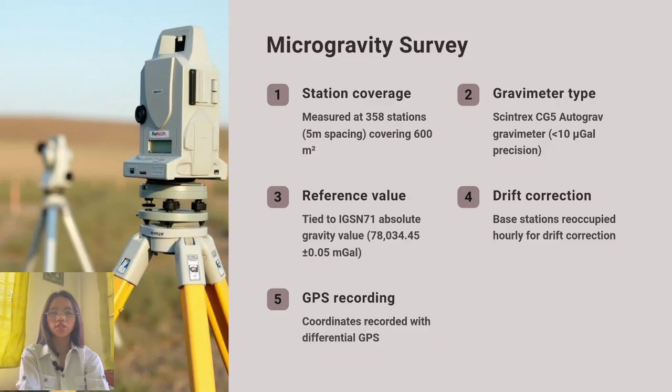So, for the microgravity survey, the researchers collected gravity data at 358 stations spaced 5 meters apart over 600 square meters. A high-precision Scintrex CG5 gravimeter was used with frequent base station checks and differential GPS for accurate positioning. This dense coverage allowed the researchers to capture detailed gravity variations across the site.